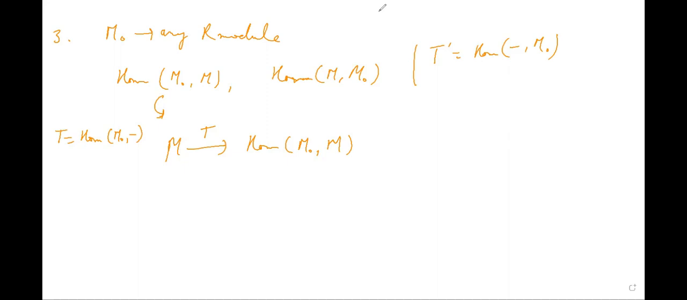Next, this you verify, so this is an exercise, covariant and contravariant functor. So verify means, if you take a morphism f from M1 to M2, what kind of morphism does this functor assign to this morphism? You verify that, you try to see.